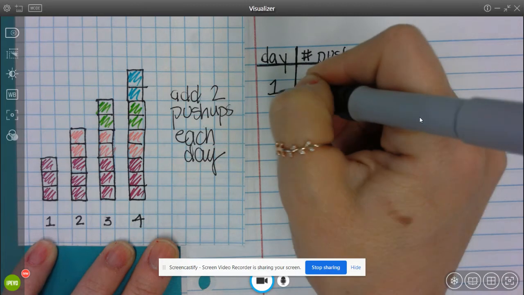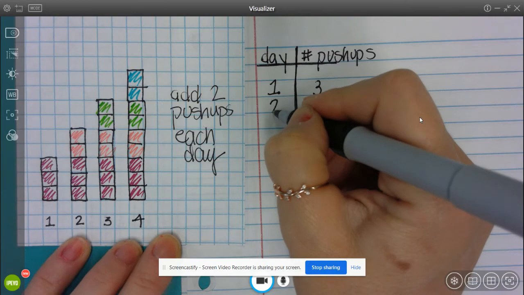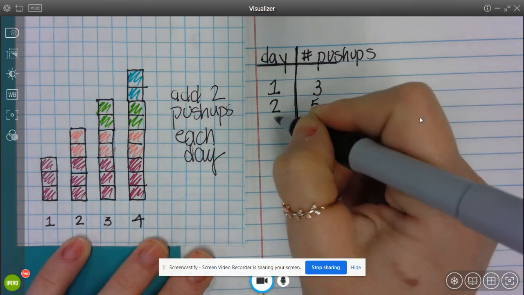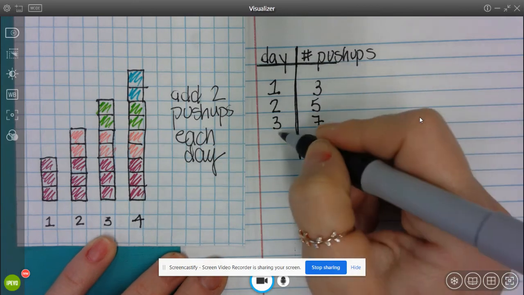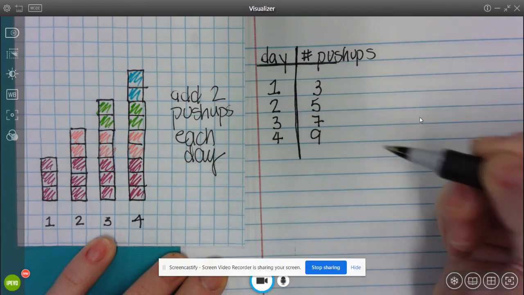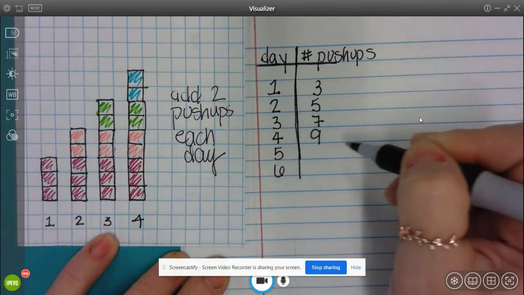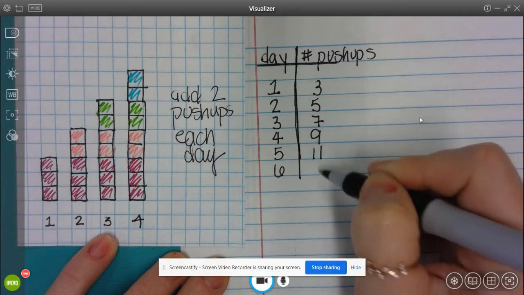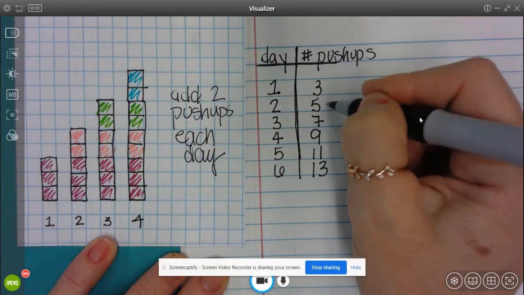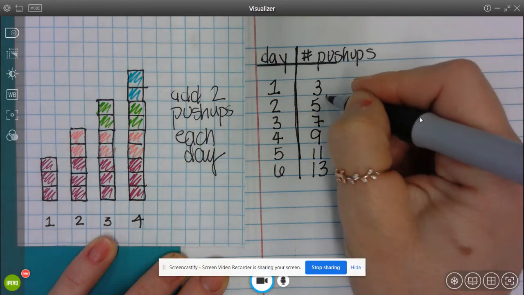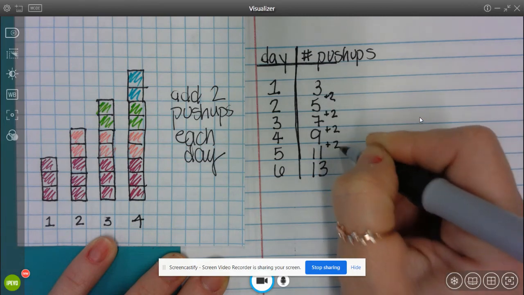So I'm starting on day 1 and I have 3 push-ups. Day 2, there are 5. Day 3, there are 7. Day 4, there are 9. And if I wanted to, I could add day 5 and day 6, and that would be 11 and 13 by doing that pattern of adding 2 every time. So here I did +2, here I did +2, here I did +2, and so on.